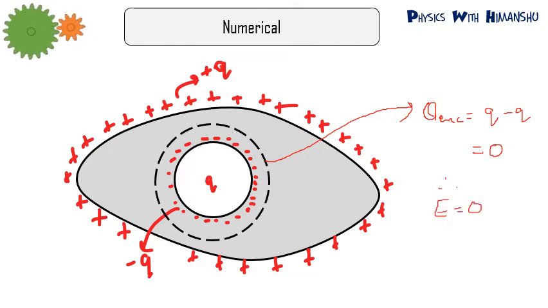And this should be there because at all the points inside the conductor, not inside the cavity, the field is 0. If you ask me what will be the value of electric field at this point in the cavity, the electric field will not be 0. But inside the core of the conductor, the electric field will be equal to 0. And this electric field will be 0 if and only if the total charge induced is minus Q.